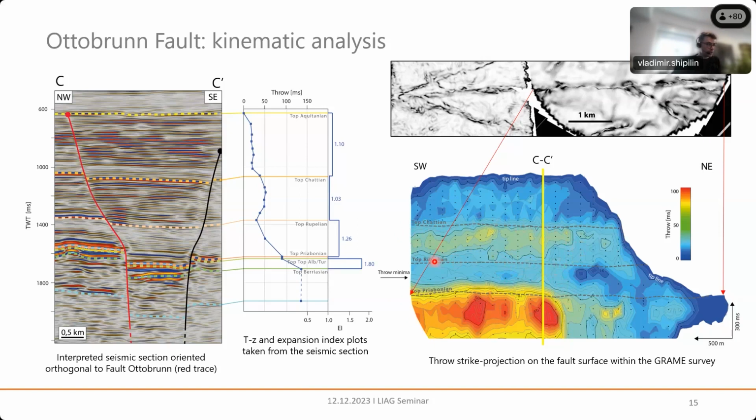And here in this region we see throw minima. This corresponds to the Rupelian marls. Here the idea is that this fault segment propagated both upward and downward, and this downward propagation, downward deformation was accommodated by ductile deformation within the clay marls, and therefore here we have throw minima.